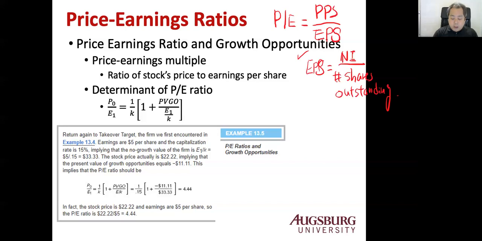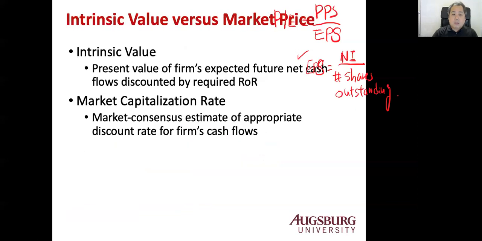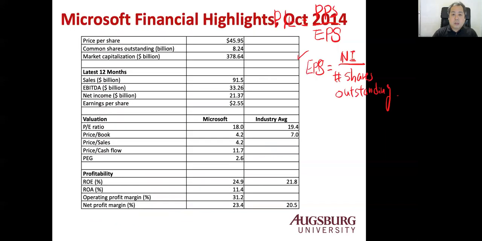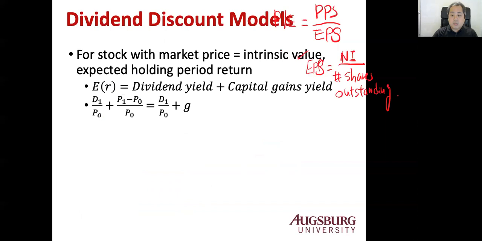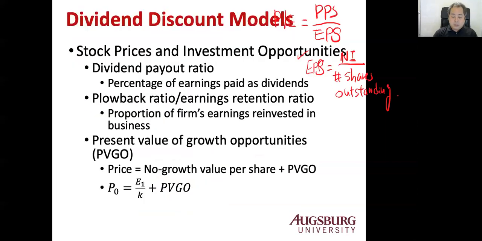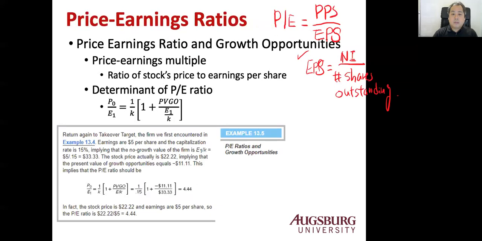Now, if you remember the previous slide regarding the PVGO, let's find the PVGO. Oh yeah, we have this. So price equals no growth value per share plus the PVGO, right? So it means that the price equals E1 divided by k plus PVGO.